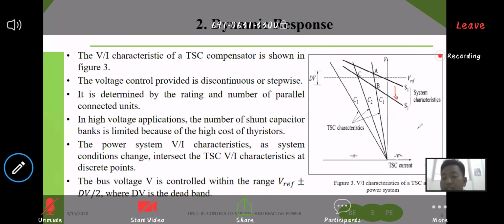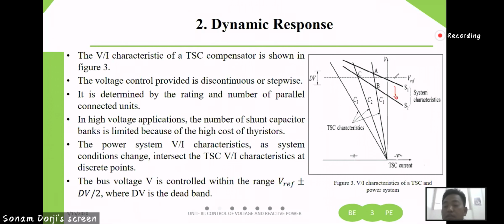Now, in order to compensate for that and bring back to our normal voltage range, you have to inject some reactive power. How will you inject the reactive power? By switching on the capacitor. Here I have mentioned capacitor, but the system is known as TSC. So when it changed to system S2, your operating point has reached B if you switch on C1, that means TSC1, but it is beyond the acceptable range.